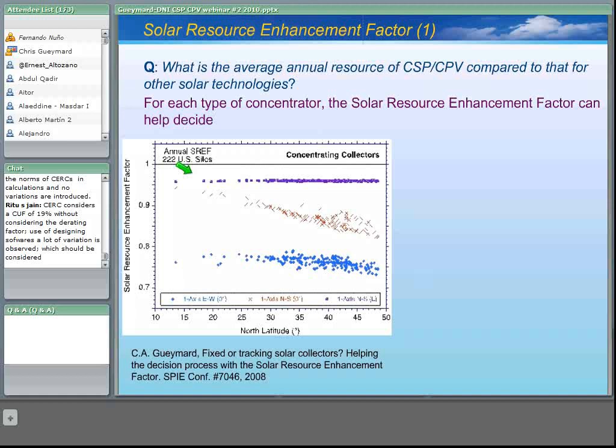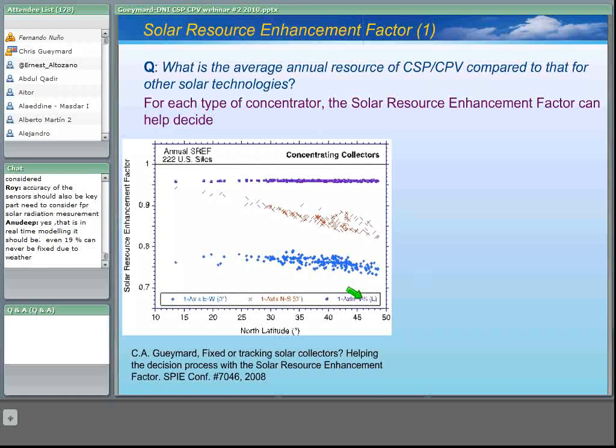And here we compare the annual resource for two-axis concentrators, which is at the baseline of 1. That's the reference. And we compare here one-axis concentrators with an east-west axis, which are in blue. One axis, but with a north-south axis and a flat on horizontal ground, and they are in brown here. And finally, one axis concentrators like parabolic troughs and a north-to-south axis, but with a tilt equal to the latitude.